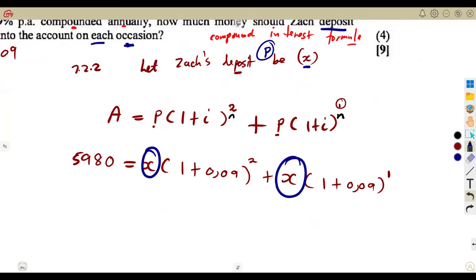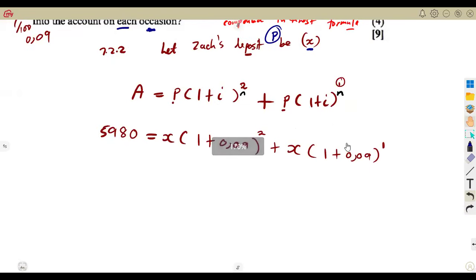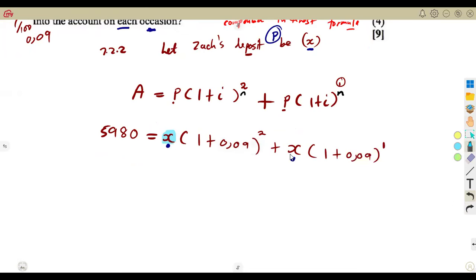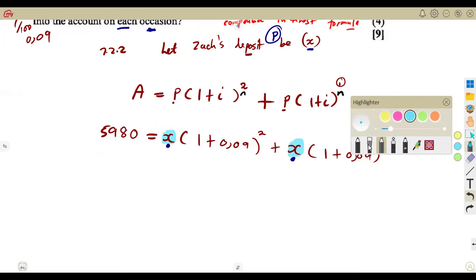You have formed an equation, and you can solve for X. By solving for X, what are you finding? You are finding the deposit. You could have simplified this, but avoid working with the decimals, because when dealing with finance, you do not round off your answers before the final. You only round at the final stage. So to avoid having a lot of values in your book, we can see that X is common. Remember, you need to solve for that X. It is X here, and there's also X here. So what can I do? I can simply factor it out.